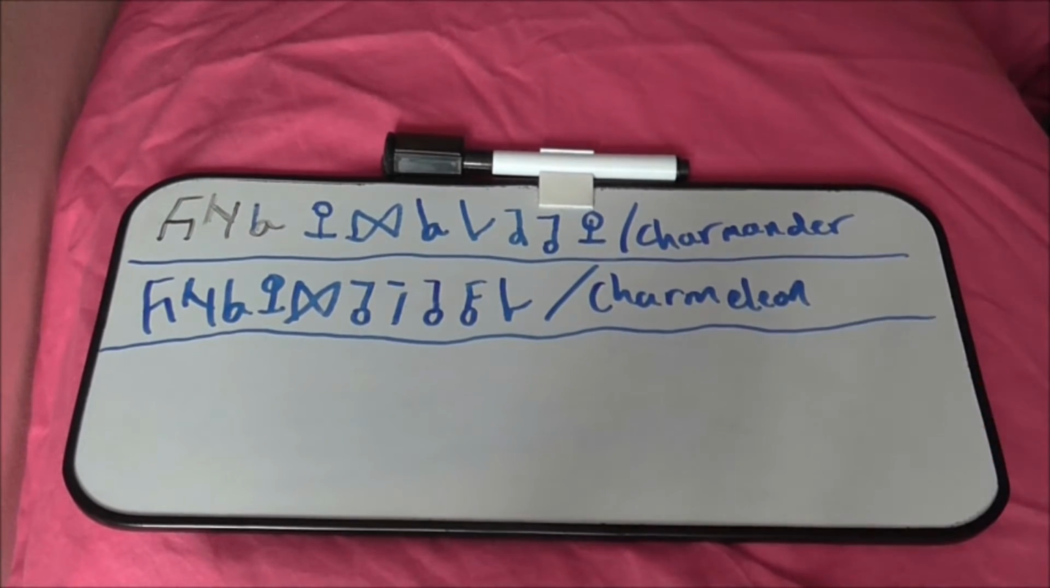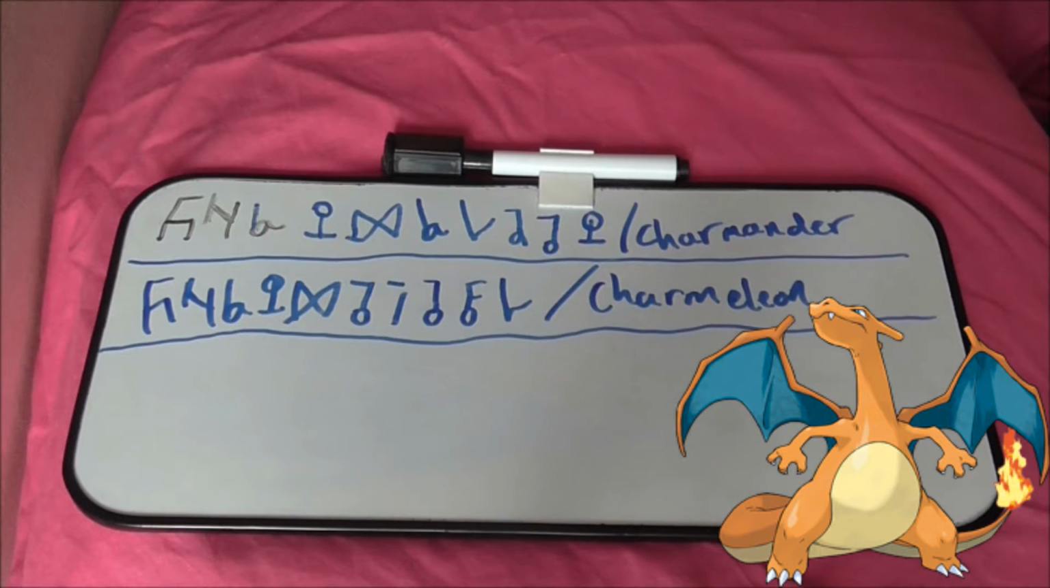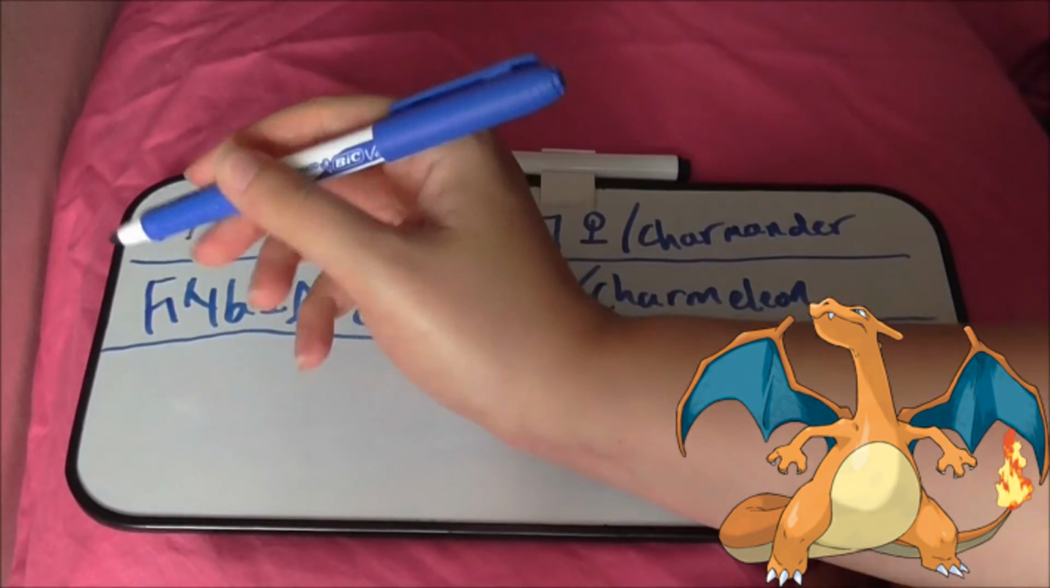There we go. So now the final stage of the Charmander process of evolution is Charizard. Now it's a totally different, well, sort of. The first 4 letters are the same. So, let's have a look at this.